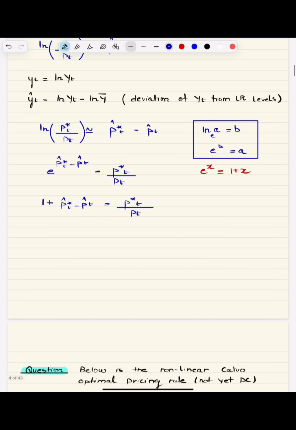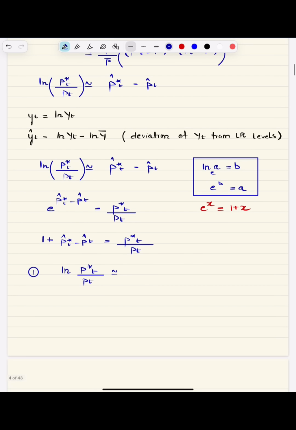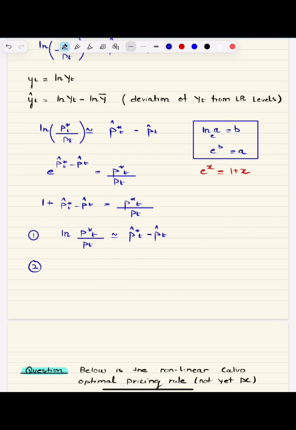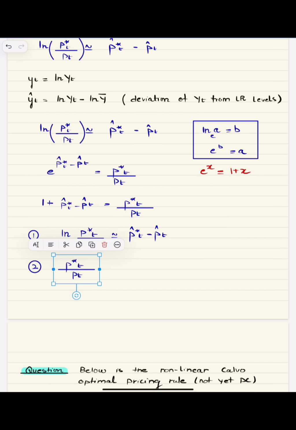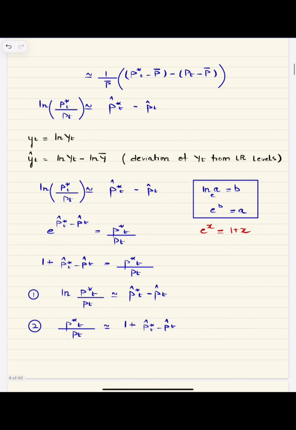So from this exercise we've learned two things: that the log of the ratio of p star t over pt is equal to p hat star t minus p hat t. And the second thing we've learned is that the ratio of price itself is approximately equal to this. Now take a 5 minute break to absorb all of this.